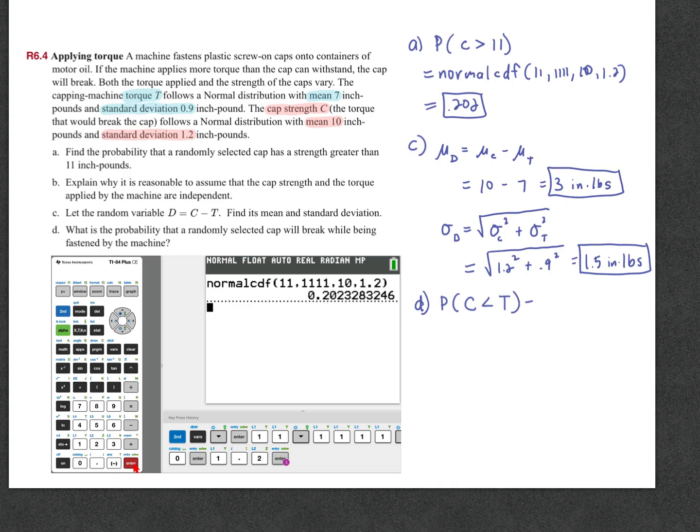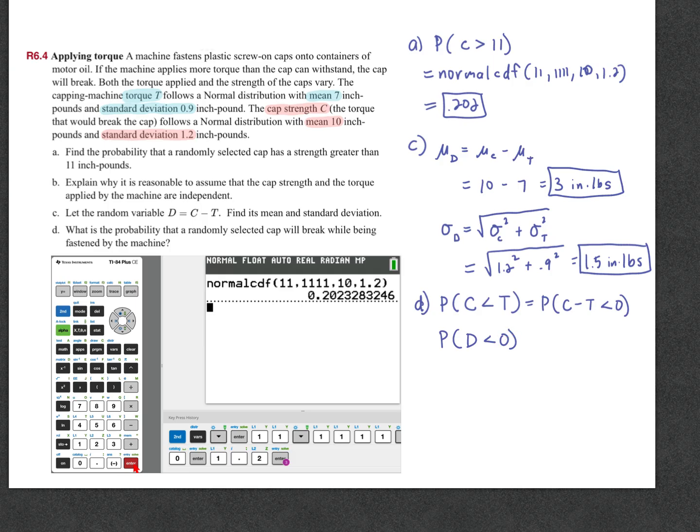Another way of saying that, remember we could take the T and subtract it to the other side, just using algebra. We could write this as the probability of C minus T being less than 0. And C minus T is what we're calling D, so it's really the probability D is less than 0. The whole point of doing that is you can't do in the calculator the probability that something's greater than something else, but you can do the probability that a distribution is greater than or less than some number.